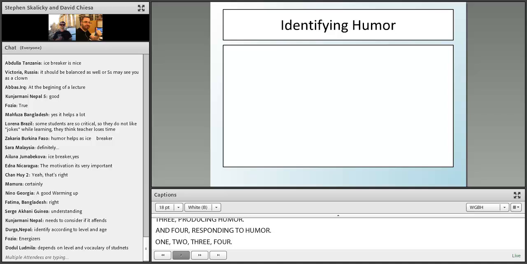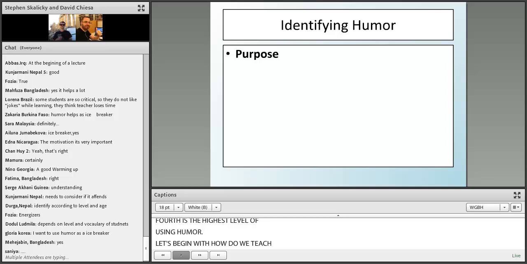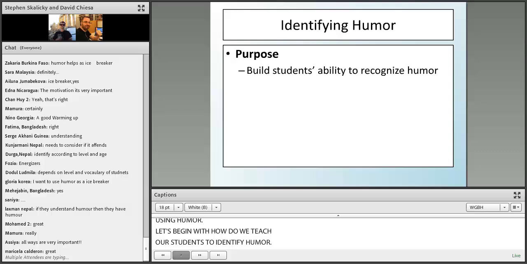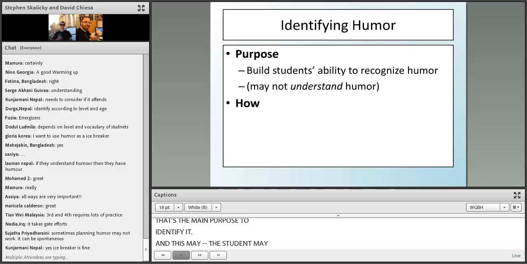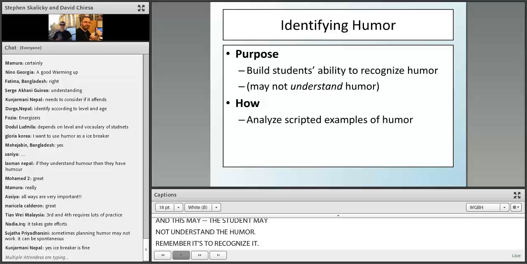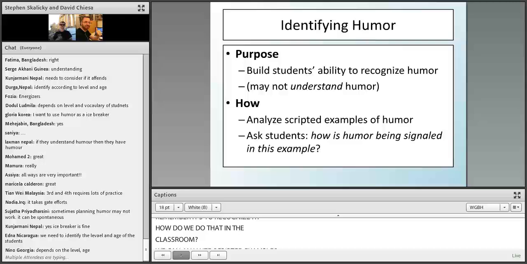Let's begin with, how do we teach our students to identify humor? Well, the purpose is to build students' ability to recognize humor. That's the main purpose, to identify it. And the student may not understand the humor. Remember, it is to recognize it. How do we do that in the classroom? We can analyze scripted examples of humor, and we can ask students, how is humor being signaled in this example?